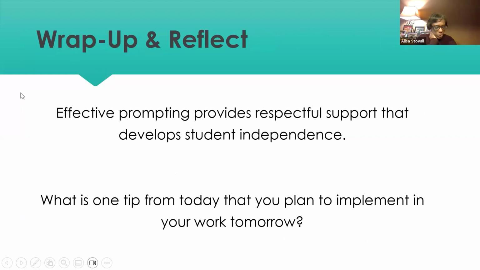So we're about ready to wind things down. We've given you some ideas, and we hope that they are providers of respectful support. I love that phrase that comes from our colleagues. Respectful support. What is one tip from today that you might be able to use in your work tomorrow? Throw something in the chat as you get ready to say goodbye for the afternoon.